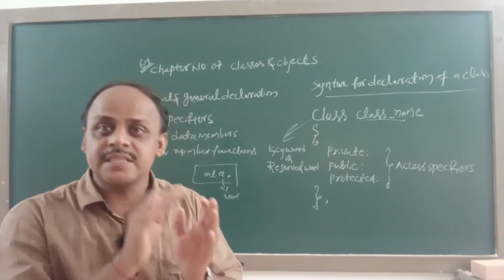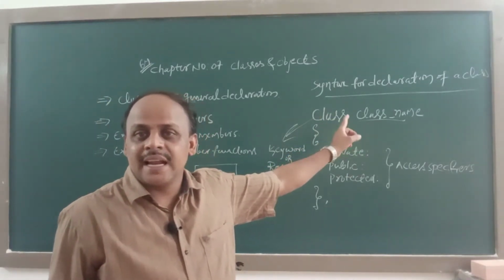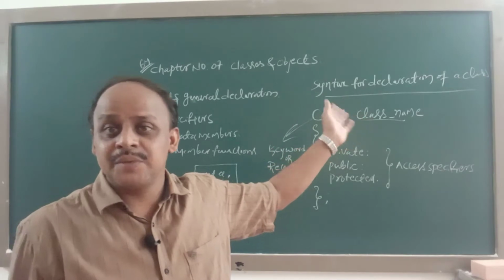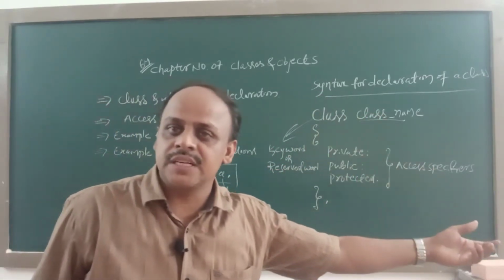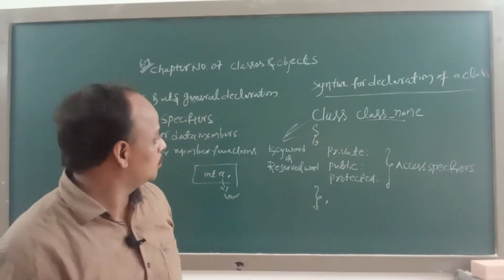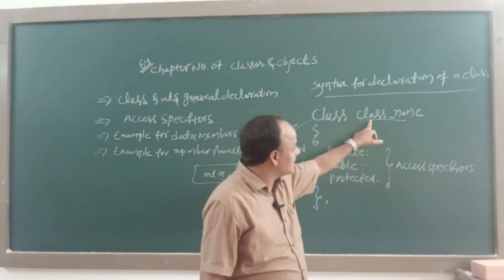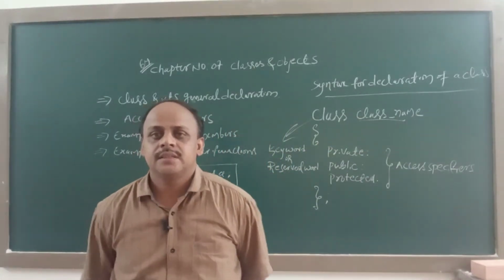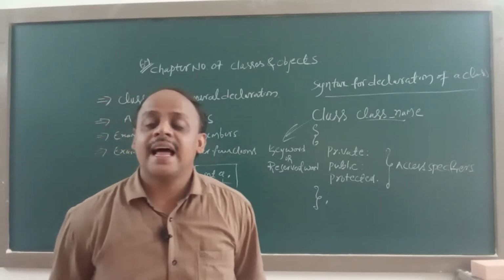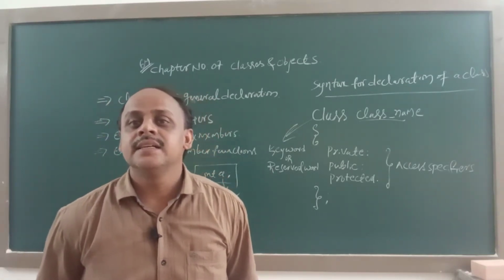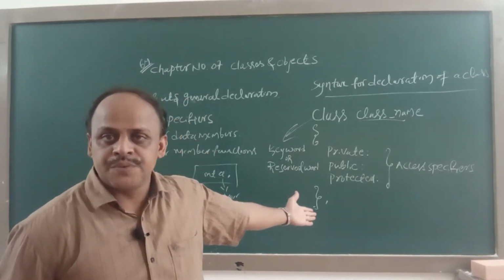For those objects, the data type is the class name, whatever class name we give. Suppose the class name is Date, then Date is the data type for the objects of the class. So this class is a keyword, and this class name tells the name of the class, and that class name is going to act as the data type for the declared objects.